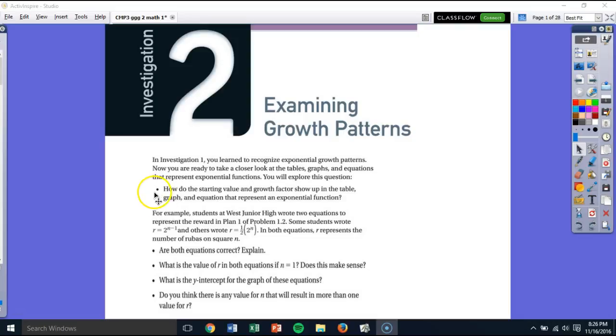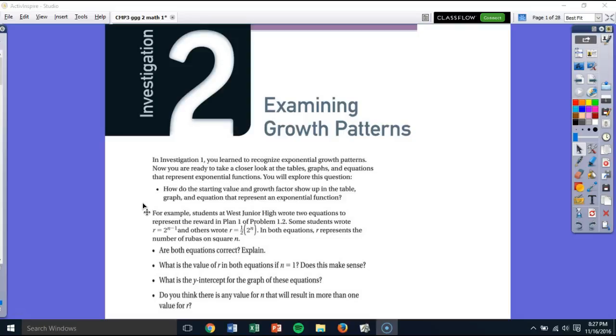So we're going to explore this question. How do the starting value and growth factor show up in the table, graph, and equation that represent an exponential function? Now, if we take a look at starting value, if we think back to thinking with mathematical models, sometimes we had a starting value in our equation of y equals mx plus b. Our y-intercept was b, if you'll remember, and that's where we would start when x was 0. So you're going to have to think back on that to be able to help you find a starting point here in all of our investigation 2 problems.